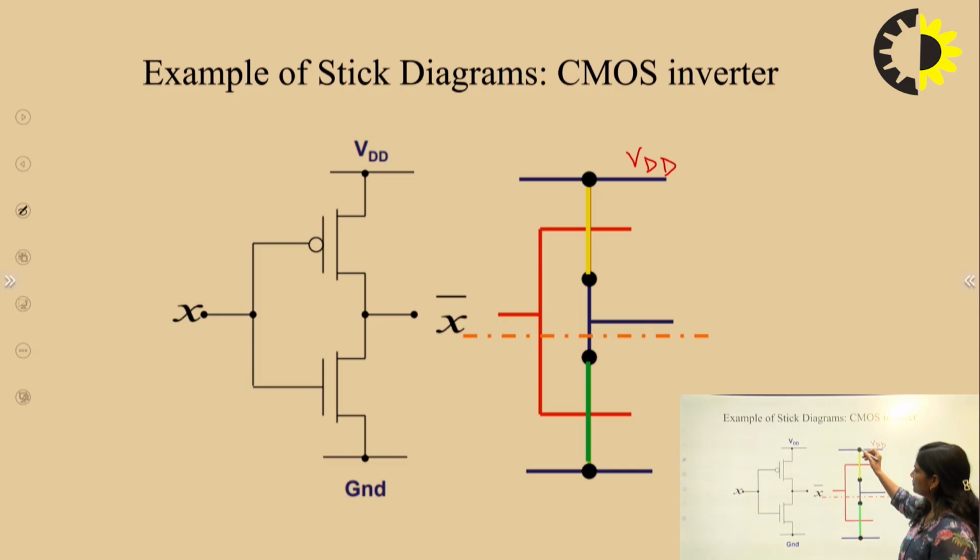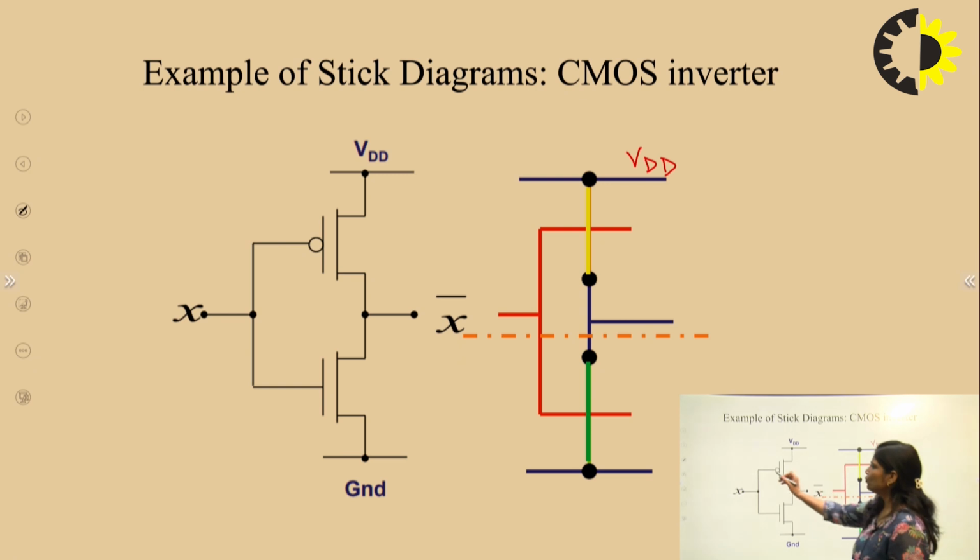So through this contact, we can show here this PMOS is connected to VDD, and this PMOS is connected to this output. You can connect here a contact, and this NMOS is connected to ground. We can connect here a contact, and this NMOS is connected to the output. We can connect a contact, and this is your output, and output is represented by a metal line. So a metal line is of blue color.